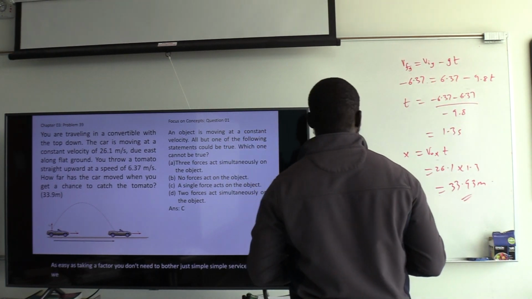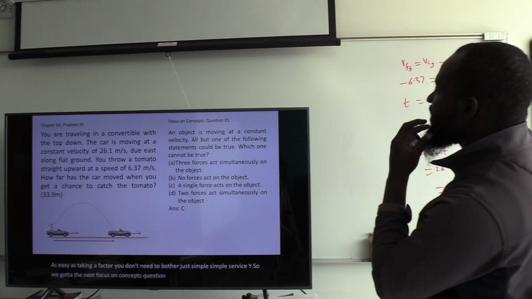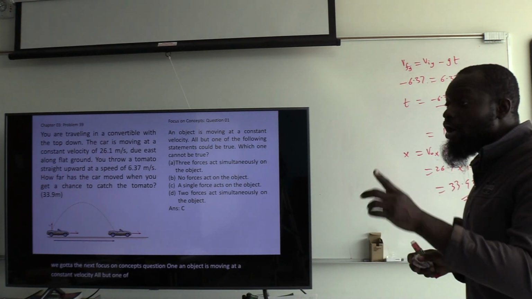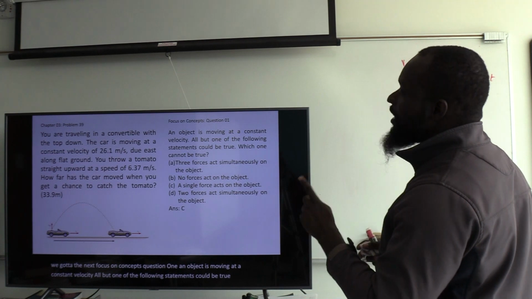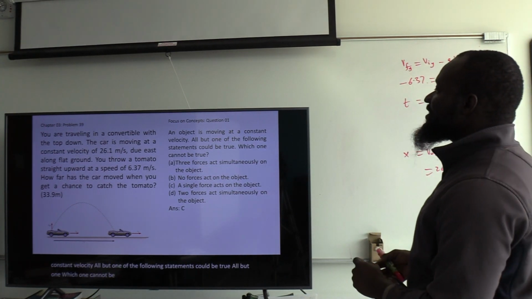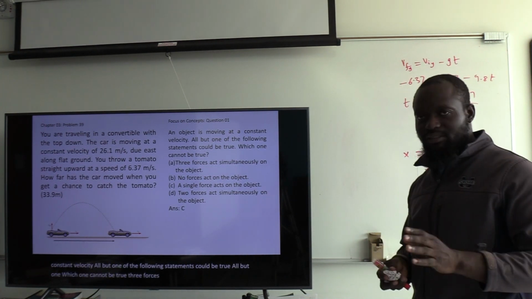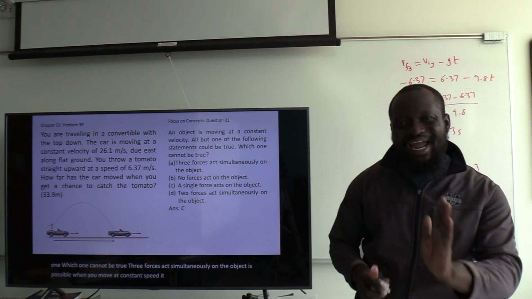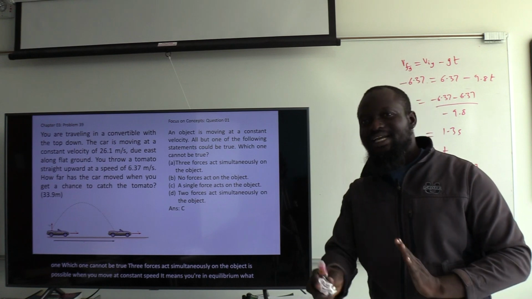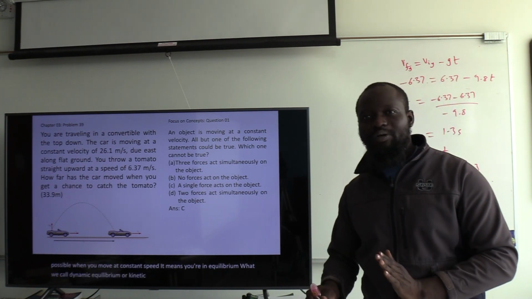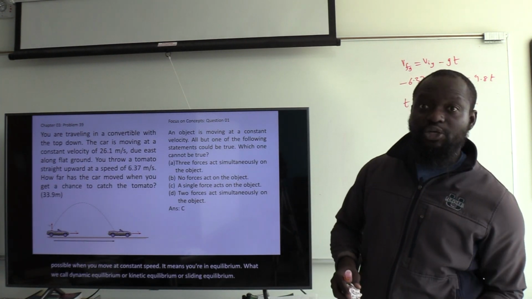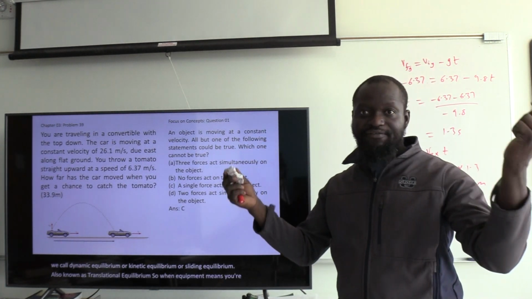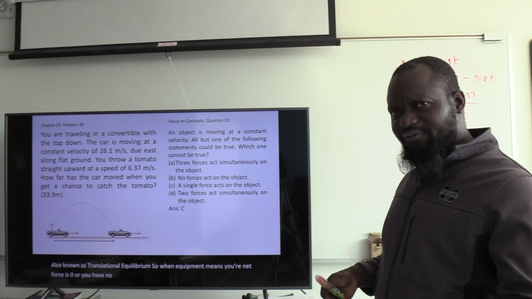Focus on concept question 01. An object is moving at a constant velocity. All but one of the following statements could be true. All but one. So which one cannot be true? 3 forces act simultaneously on the object. It's possible. When you move at constant speed, it means you're in equilibrium. What we call dynamic equilibrium, or kinetic equilibrium, or sliding equilibrium, also known as translational equilibrium. So when you're in equilibrium, it means your net force is 0, or you have no acceleration. These are all different definitions of equilibrium.